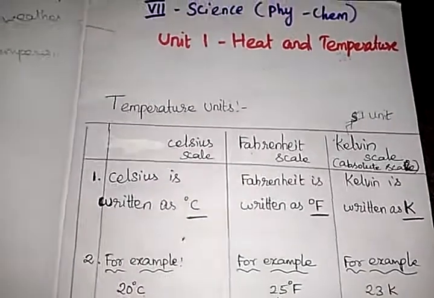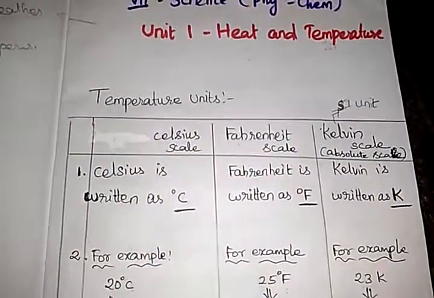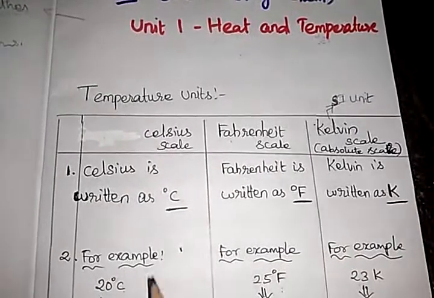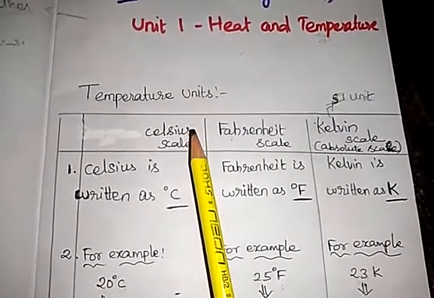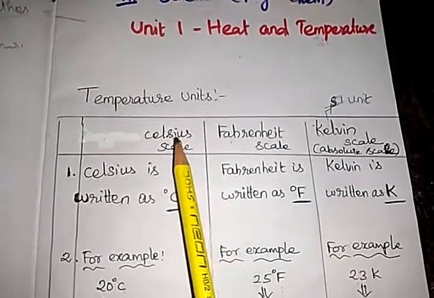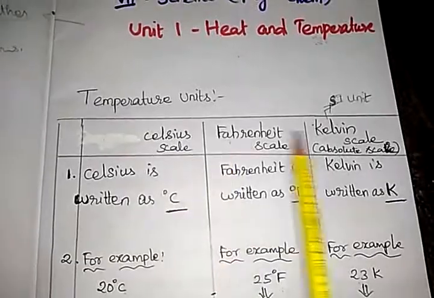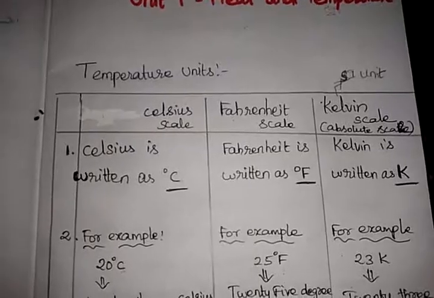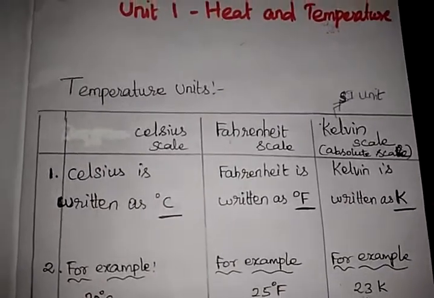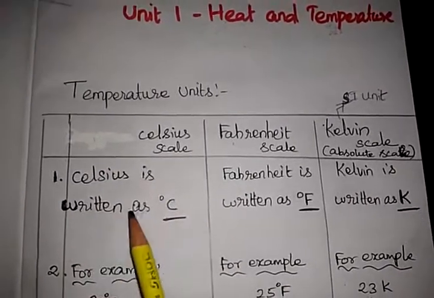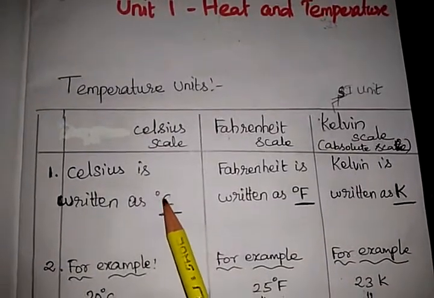Next we see the topic temperature units. There are 3 units which are used to measure temperature: Celsius, Fahrenheit and Kelvin. Students, here we see the Celsius scale. Celsius is written as degree Celsius. How to read it? Degree Celsius.